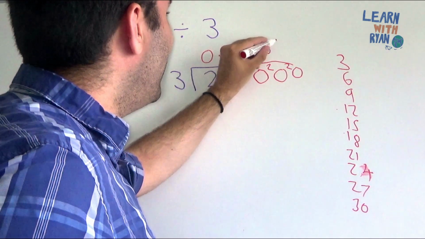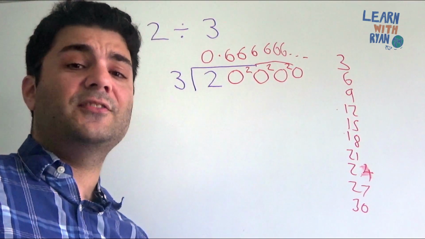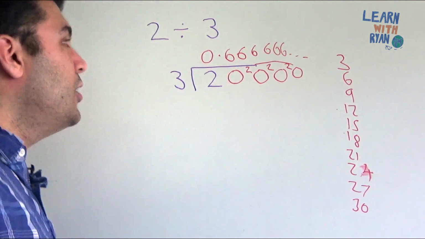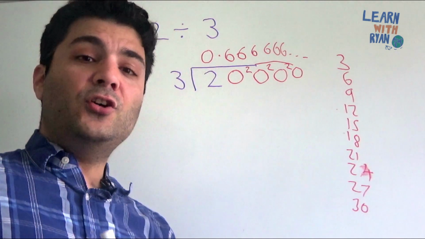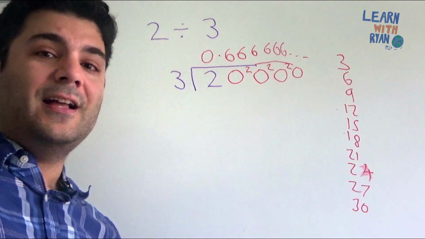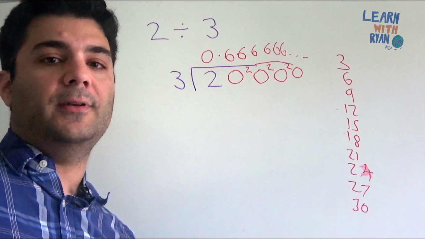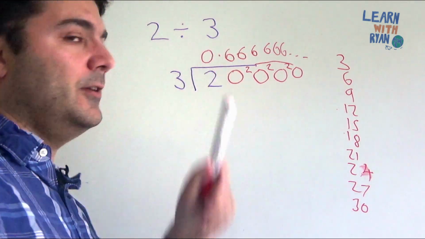So we're actually going to get an infinite number of 6s, because we're always going to get that 6 remainder 2. So often in questions, you would have to use your judgment as to what to round it to. If you're dealing with money, for example, then it's very important that you round your answer to 2 decimal places, in which case it would be 0.67.